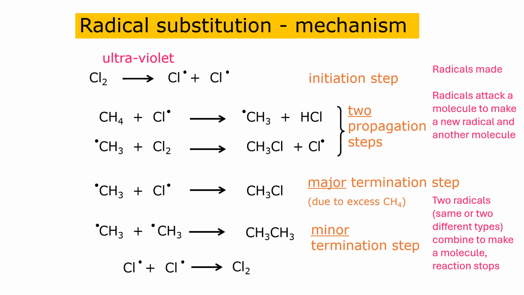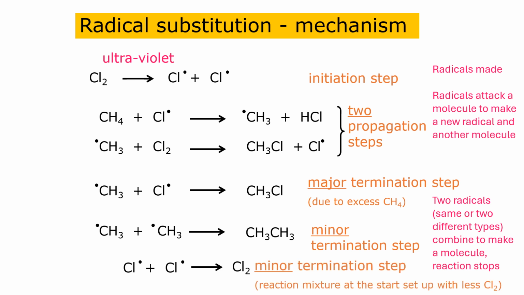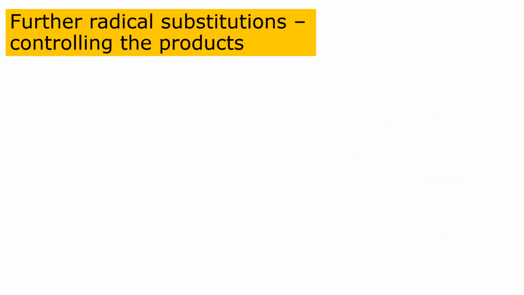Then we've got the final possibility of termination, which is two chlorine radicals coming together to make Cl2. This will be a minor termination step. There's not very much of this happening because most of the chlorine radicals will have been used up by this stage, because we've set up the reaction mixture at the start with more methane and less chlorine. So we can actually manipulate the various proportions of the reactants to end up with different products.